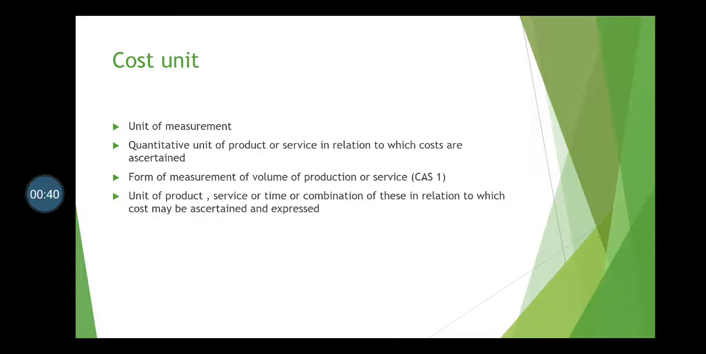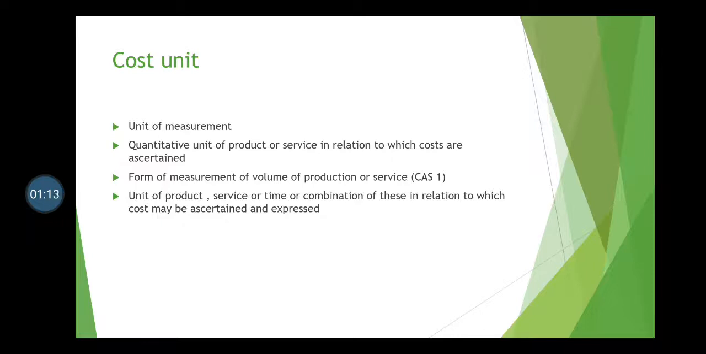Now, for example, in a sugar factory, the cost per ton of sugar is measured. In a textile mill, the cost per meter of cloth may be ascertained. So here, the cost unit of a textile mill is meter. The cost unit of a sugar factory is ton or kilogram. So the cost unit is a unit of product or service or time or a combination of these in relation to which cost may be ascertained and expressed.